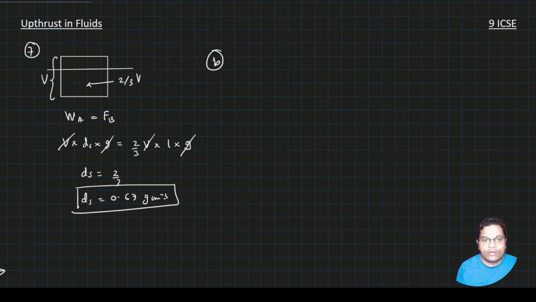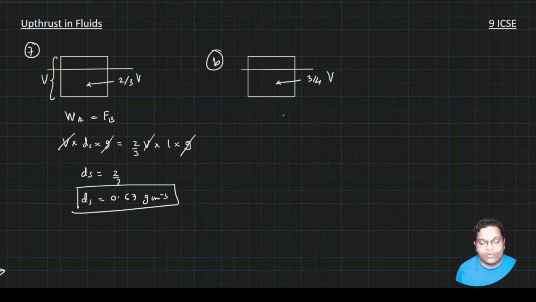Now the same block, when it is placed in oil, 3/4 of it is submerged inside. So over here, this is 3/4 of the whole volume. Then what will be the density of oil?